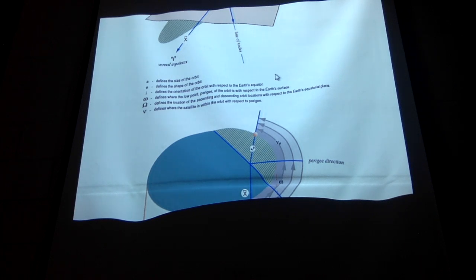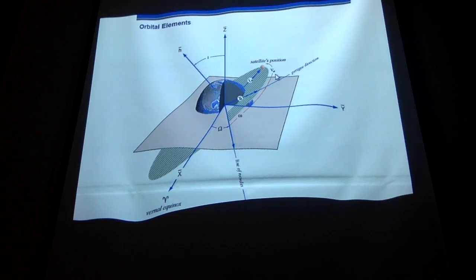Jalil, explain to them why if I is 90, it's a polar orbit. With respect to the equator, if this is your equator and this is my orbital plane, and it is like this, it's revolving around the poles. So the angle is this, 90 degrees. That means it'll be rotating around the poles.